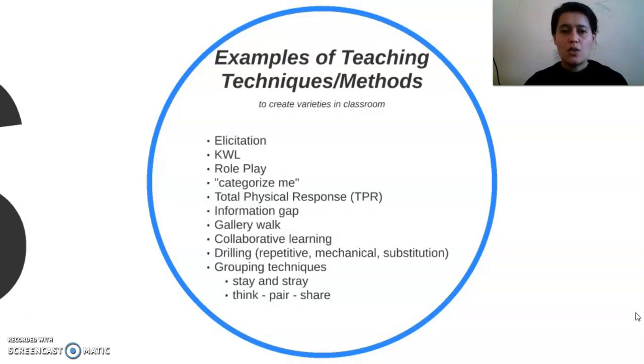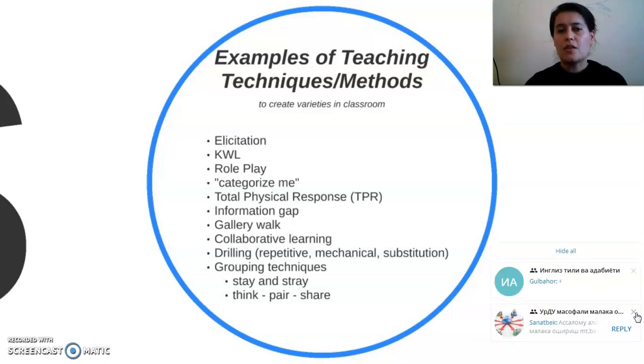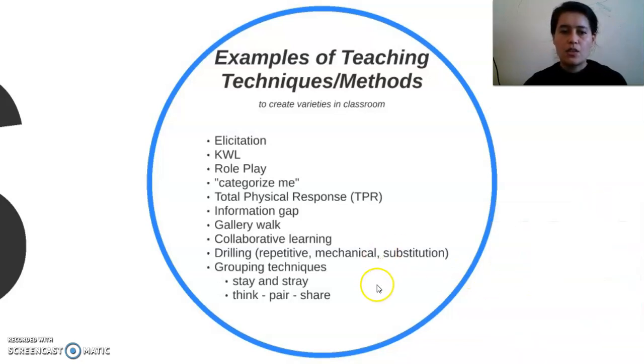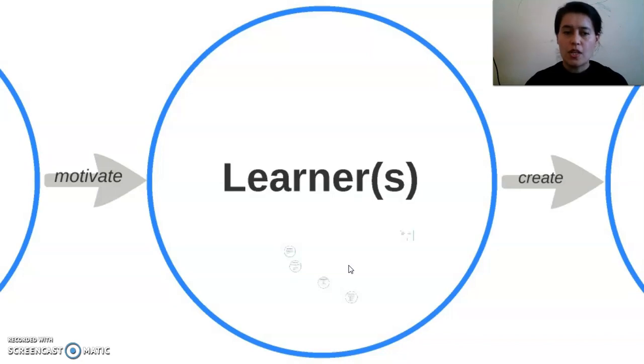And you can see here some examples of teaching techniques or methods: elicitation, KWL, role play, categorizing, total physical response, information gap, gallery work, collaborative learning, drilling, repetitive, mechanical, substitution, grouping techniques, stay and stray, think, pair, and share.